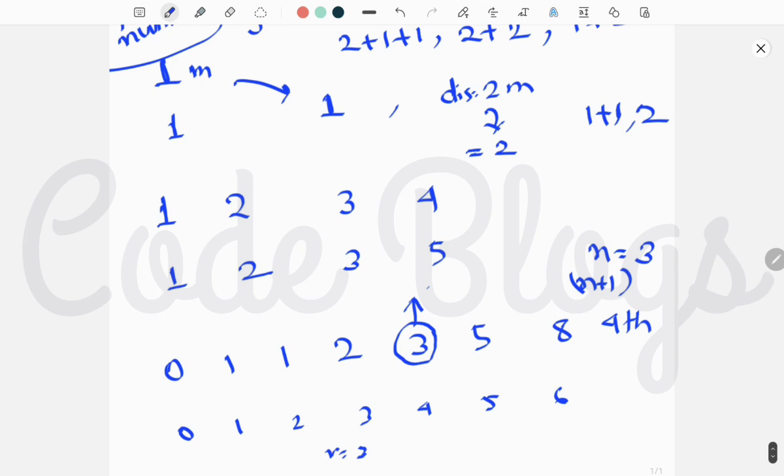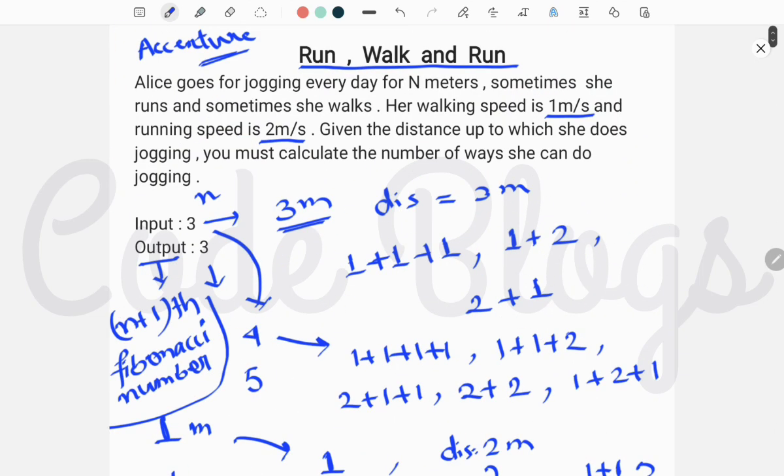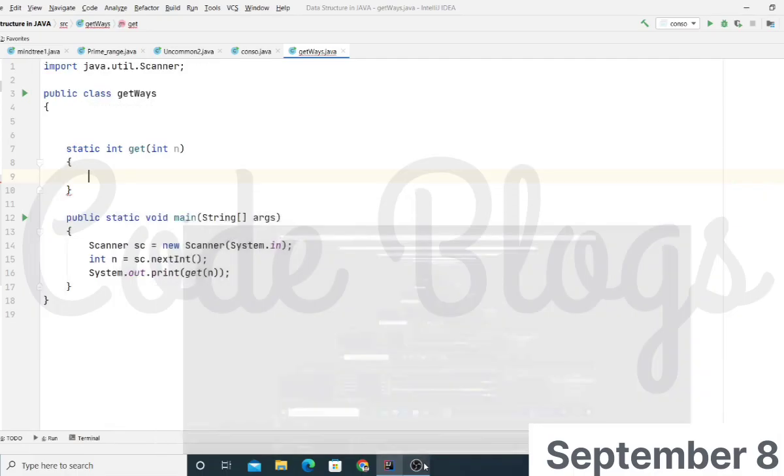But in case of 4, where n is equal to 4, we have to return the n plus 1th Fibonacci number, that means the fifth Fibonacci number, which is 5. When n is 5, then 8 is returned. So this is the main logic behind this problem: we have to return the n plus 1th Fibonacci number. If the input is n, then the output becomes the n plus 1th Fibonacci number.